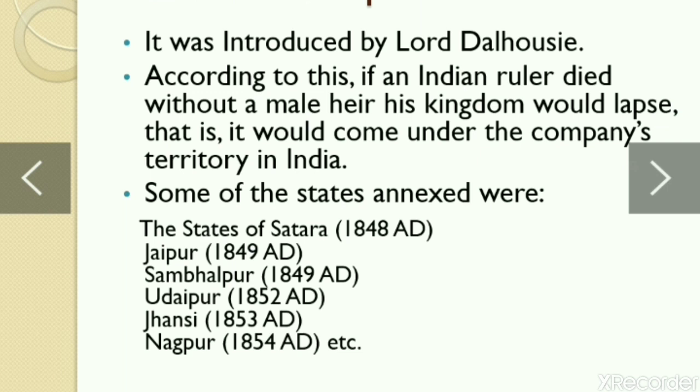Now the states which were annexed by doctrine of lapse were Satara, Jaipur, Sambalpur, Udaipur, Nagpur, and Jhansi. The important point to be marked here is that the story of Rani Lakshmi Bai comes from here, because Rani Lakshmi Bai was a victim of doctrine of lapse. She had an adopted child, and Gangadhar Rao, who was the husband of Rani Lakshmi Bai, could not have his own heir, so their territory went into the hands of the Britishers. So they became victims of doctrine of lapse, and this became one of the grievances, meaning the reason for the anger of the people against the Britishers.